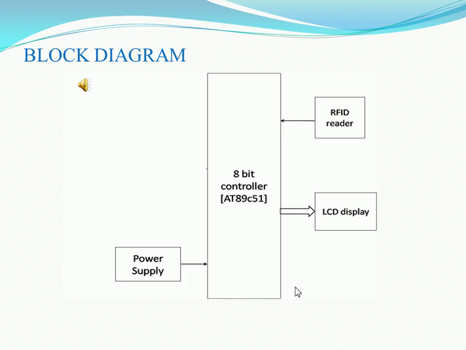Coming to the block diagram of the project, we are using the Atmel 89C51 microcontroller, the RFID reader, the LCD display and the power supply. The RFID reader consists of a control antenna and the RFID module. Coming to the LCD display, we are using a 16x2 LCD display. For this project, we are using a 5 volts 500 milliamperes power supply.